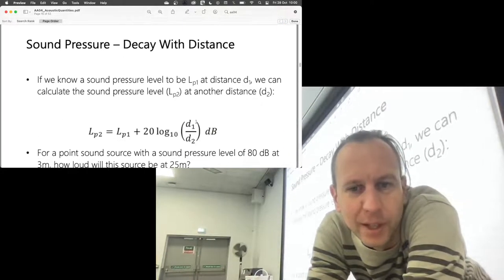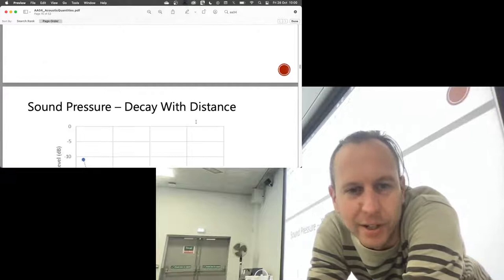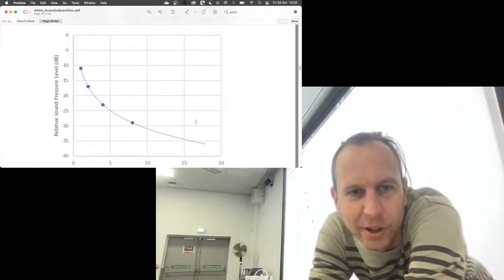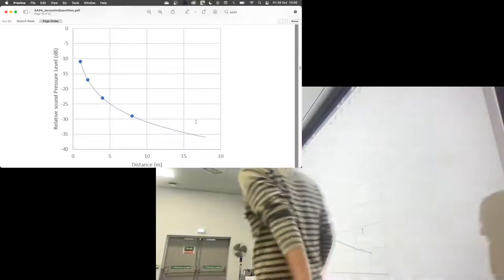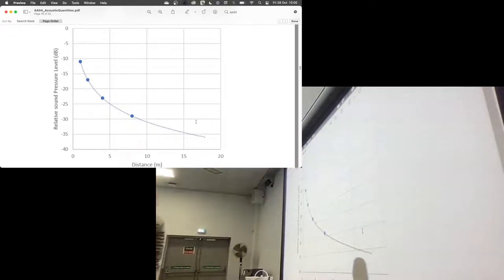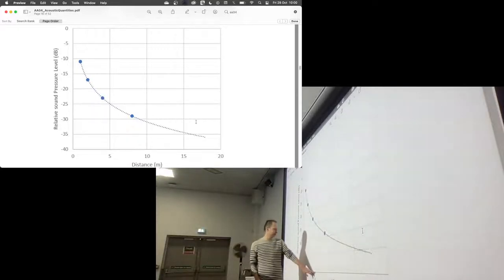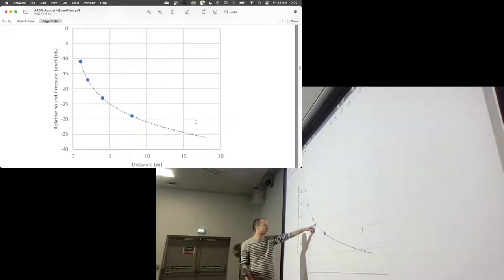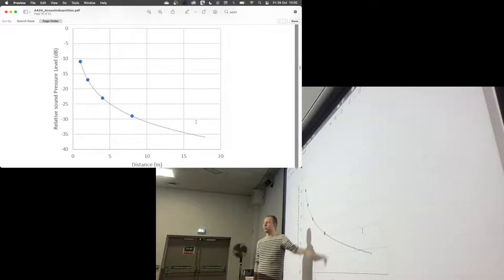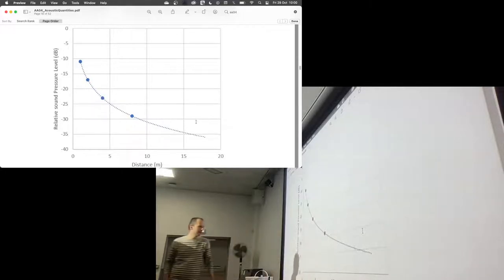Good. Decay with distance, that's fairly clear. We kind of discussed this. Another lovely graph here. Okay? Shall I do a little task here? So we should be able to verify what was being said. Okay, so if I double the distance, if I go from 5 meters to 10 meters for this very source, I've actually lost 6 dB. Make sense?